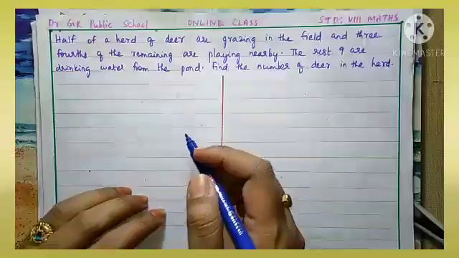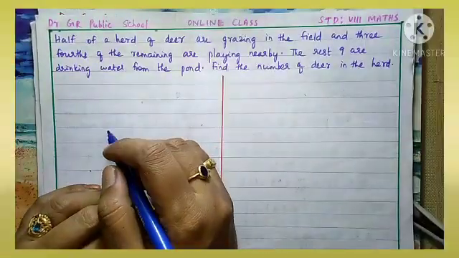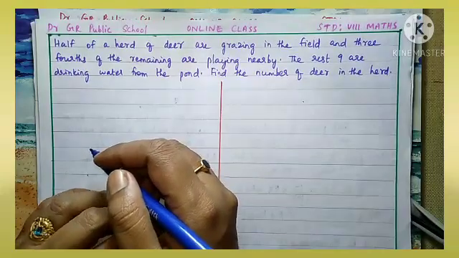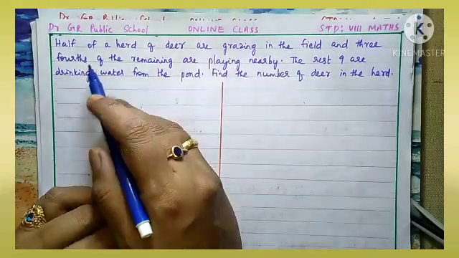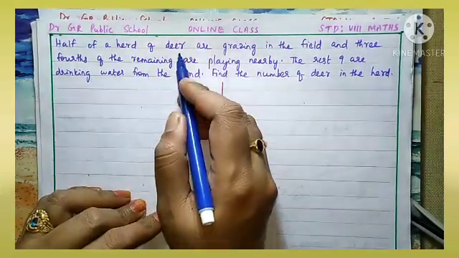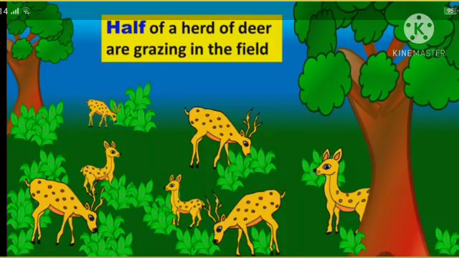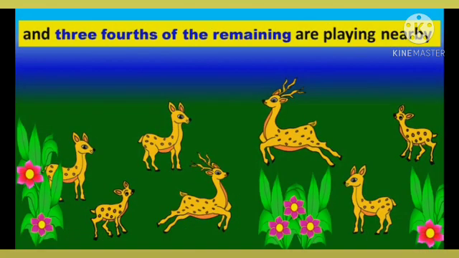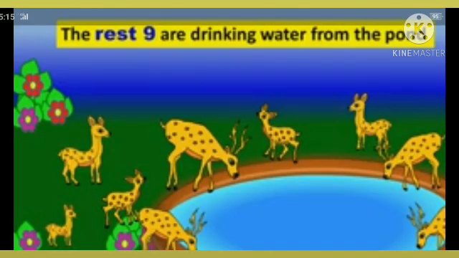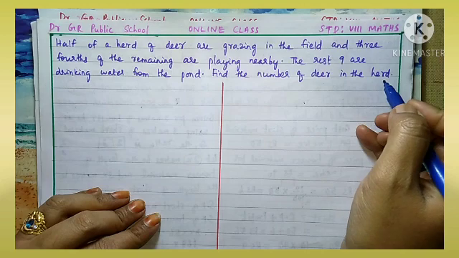Now comes our next problem. Shall we read the question? Half of a herd of deer are grazing in the field, and 3/4 of the remaining are playing nearby. The rest 9 are drinking water from the pond. Find the number of deer in the herd.